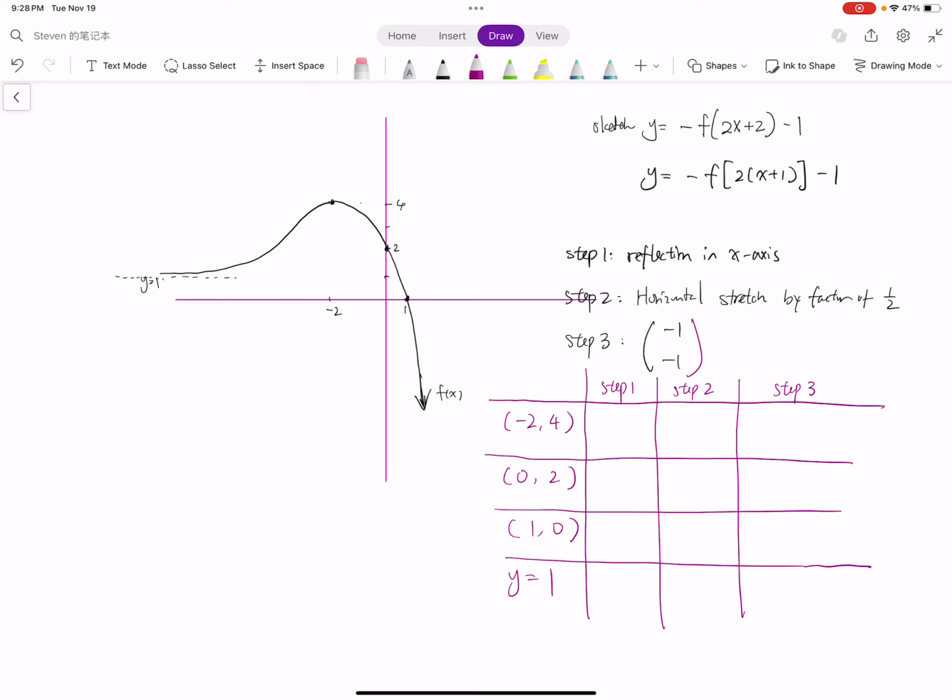So let's change the color here. Step 1, reflection in the x-axis, up and down reflection. Up and down reflection, (-2, -4), right? Which applies to all the other points. Let's quickly do that. y = -1. Step 2, horizontal stretch by a factor of half. So you multiply the x value by half.